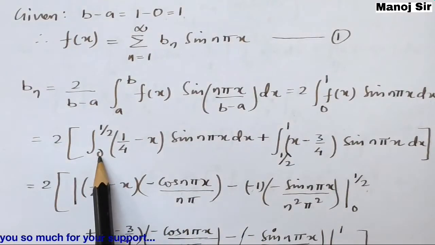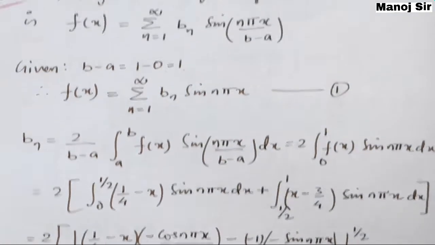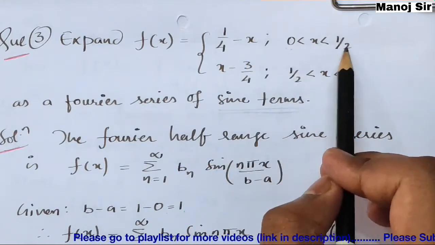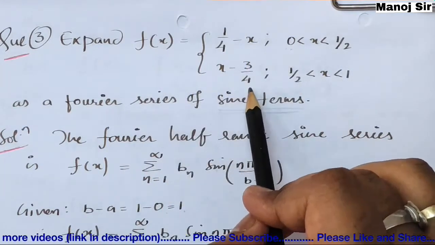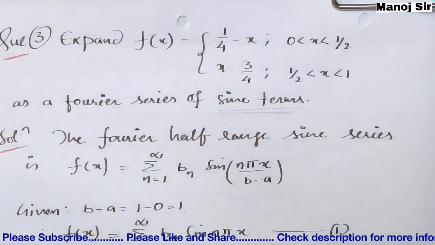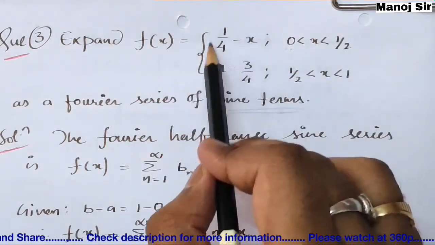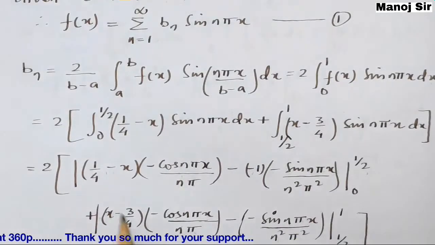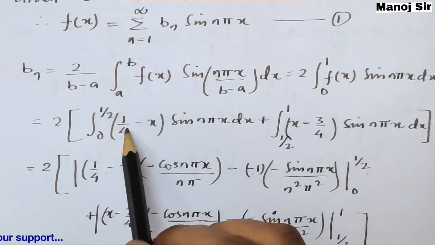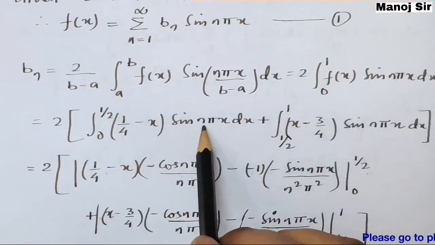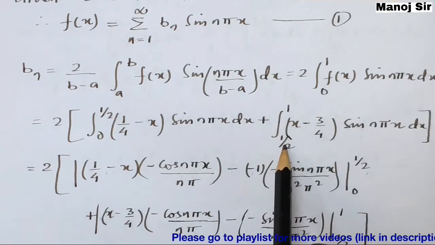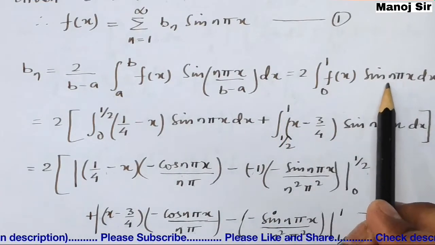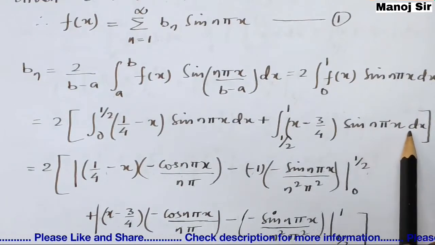For the limit 0 to half, f of x equals 1 by 4 minus x, and f of x becomes x minus 3 upon 4 when the limit is from half to 1. So for limit 0 to half the function is this, and for limit half to 1 we have the function x minus 3 upon 4. So 2 times integration from 0 to half of 1 by 4 minus x into sine n pi x dx, plus integration from half to 1 of x minus 3 upon 4 into sine n pi x dx.